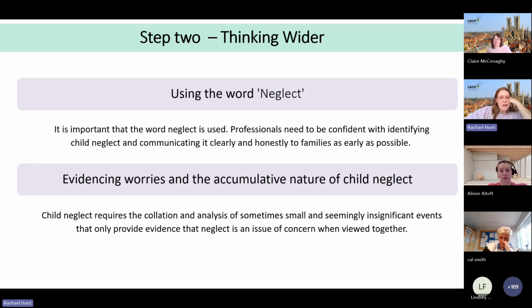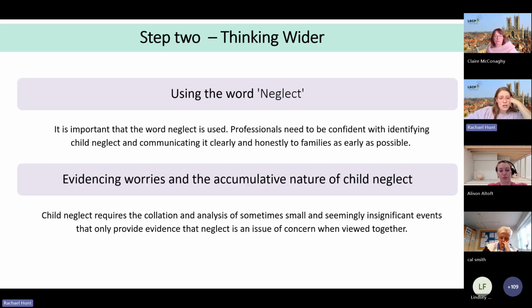And again, I've mentioned before about using the word neglect. It can be really challenging. Yes, we need to be confident with identifying child neglect and communicating it clearly, but that doesn't mean it's not a challenge. And it's really hard to be honest with families and use that terminology, particularly, like I said, where you've got those small accumulations of things. It's really challenging. And like I said, the scales have been designed to encourage a supportive, strengths-based approach and conversation with families. Evidencing worries and the accumulative nature of child neglect.